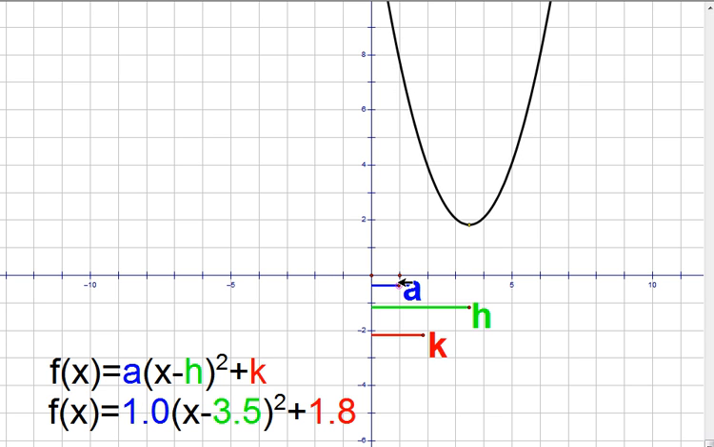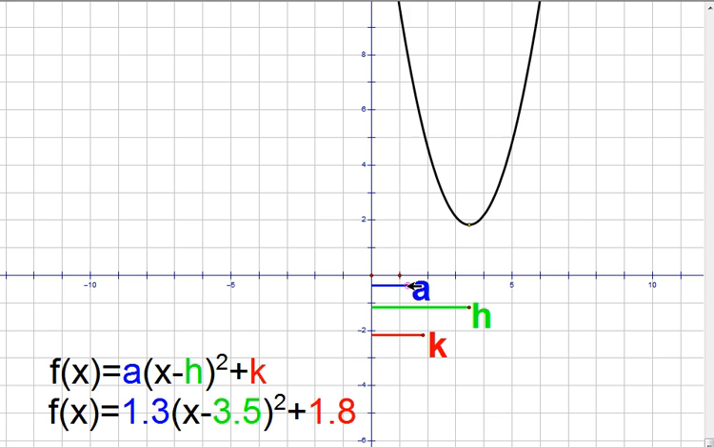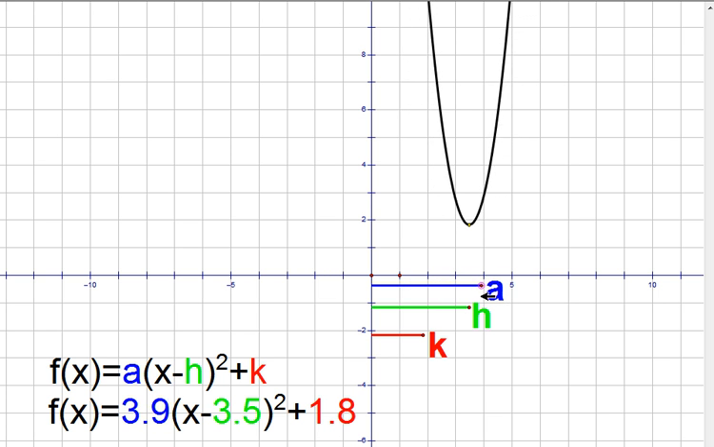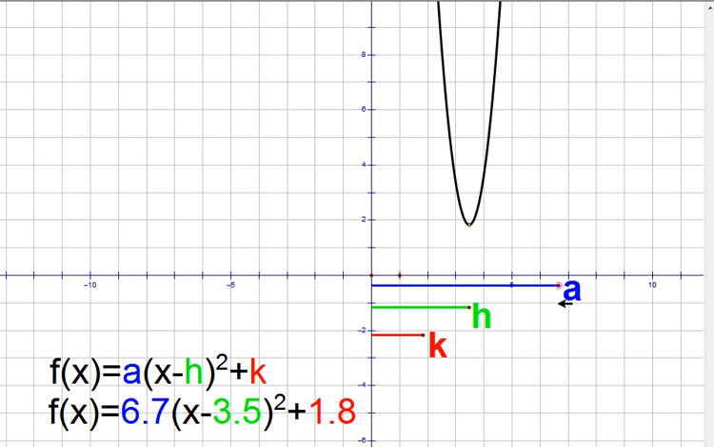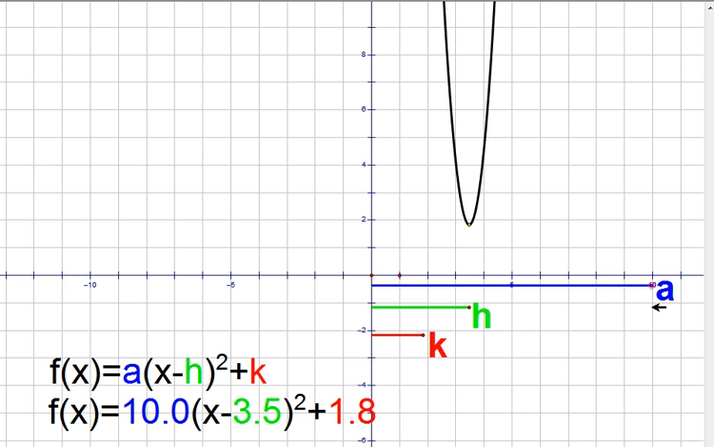A is the number. Hopefully you can see at the bottom of your screen it says f of x equals 1.0 times x minus 3.5 and so on. So look in the blue, see how a is 1 right now. As I move a and make it bigger, look what's happening to my parabola. It's getting skinnier, right? The bigger a gets, the skinnier this parabola gets.